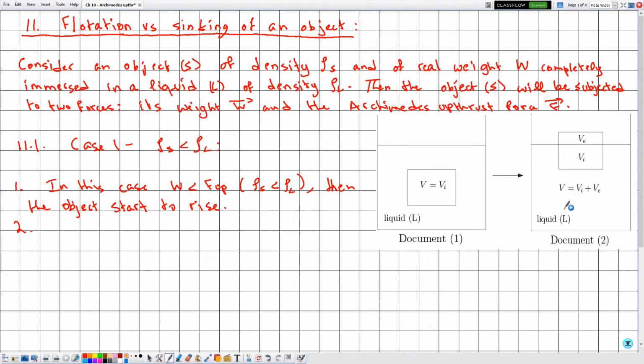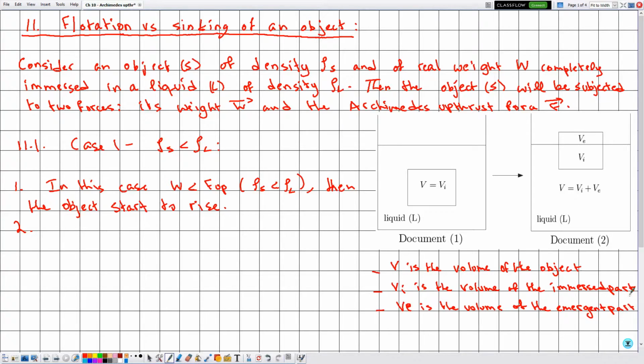Now idea number 2. Here let me write that V represents the volume of the object, whereas Vi is the volume of the immersed part, and Ve is the volume of the emergent part.